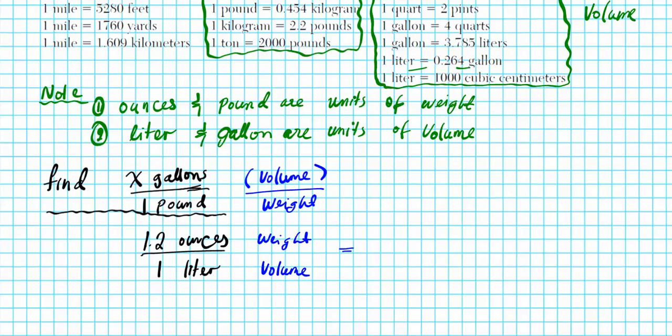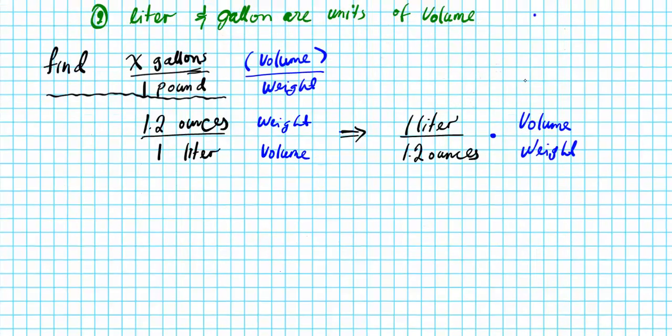So this automatically implies, just by reciprocation, that 1 liter per what? Per 1.2 ounces. Now this is a unit I like. This is volume per weight. In this problem they kind of switched it around, which is kind of weird, but anyway, this is the setup I'm going to be using. So now the task is to convert 1 liter per 1.2 ounces into gallons per pound.